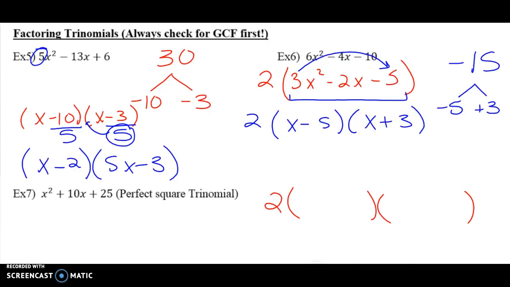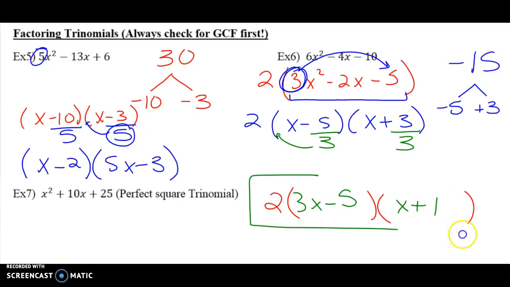Am I done? No, bottoms up. You need to divide by A. What is A? A is not 2. 2 is the GCF. The A that we used in A times C was 3. So we divide by 3, divide by 3. 5/3 doesn't reduce, so bottoms up is 3x minus 5. 3 divided by 3 is 1. That GCF has to be in the front. Otherwise, if you FOIL it all back out, you're not going to get back to the 6.